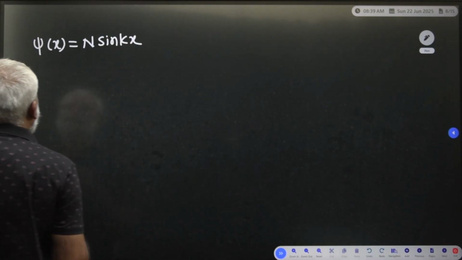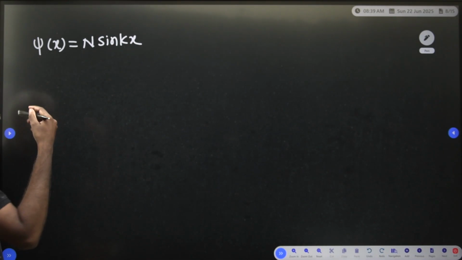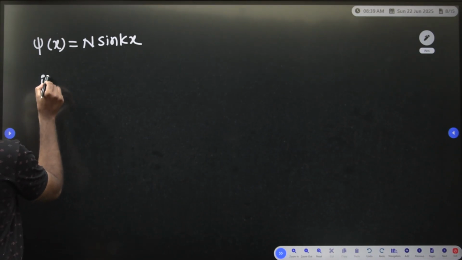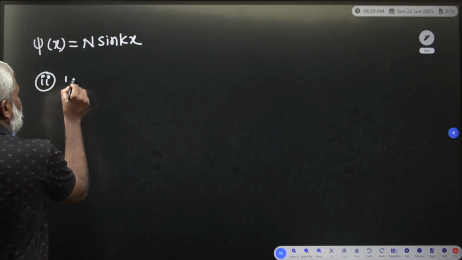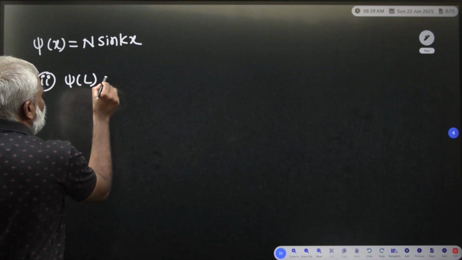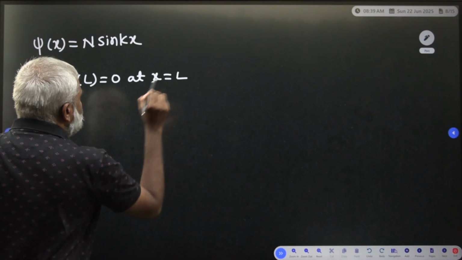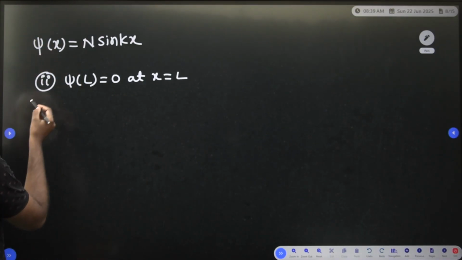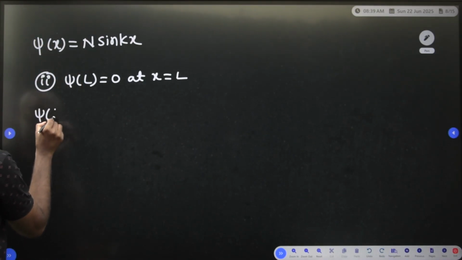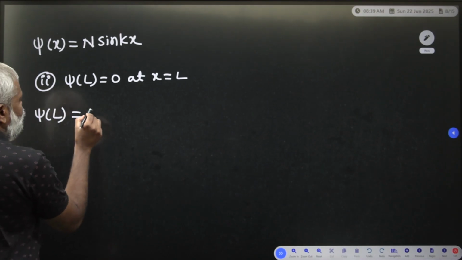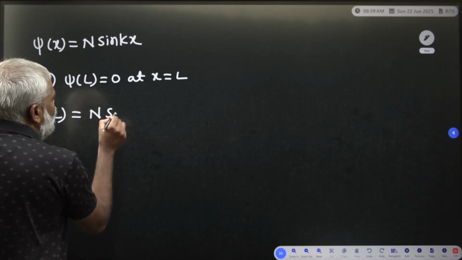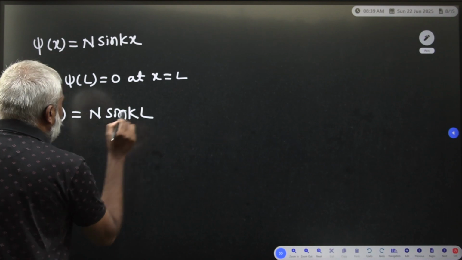We are getting that wave function. Now you apply the second boundary condition. What is your second boundary condition? Psi of L is equal to 0 at x is equal to L. So at x is equal to L, psi of L is equal to N sin kL.